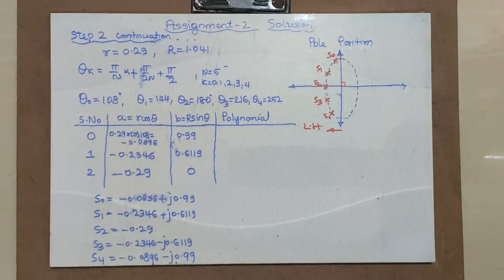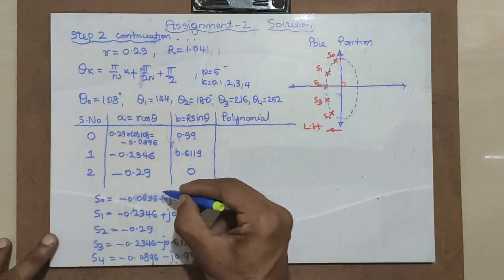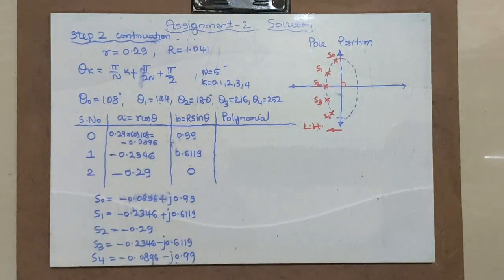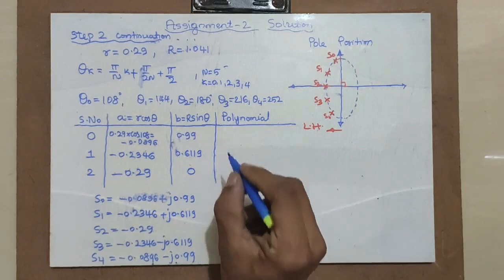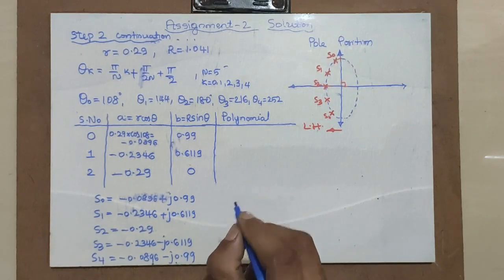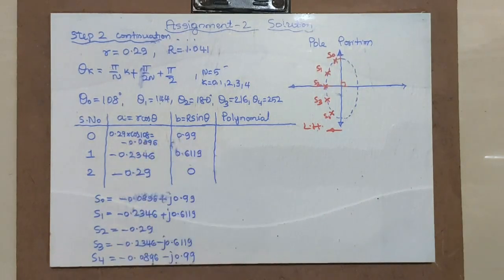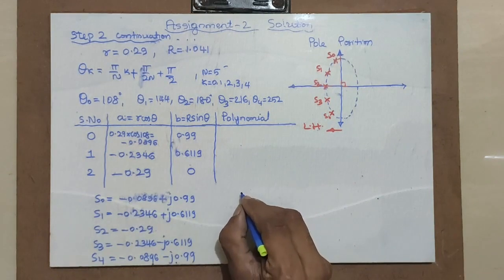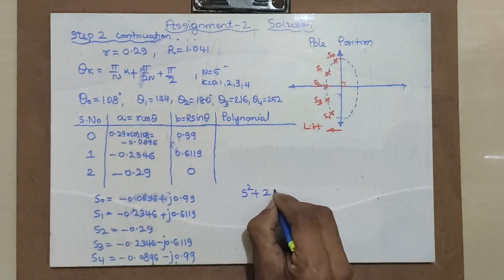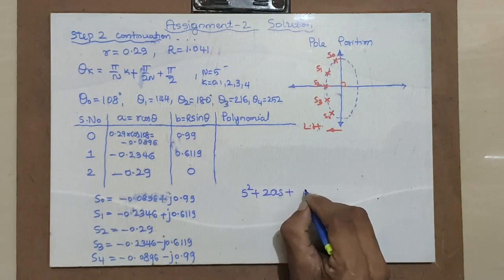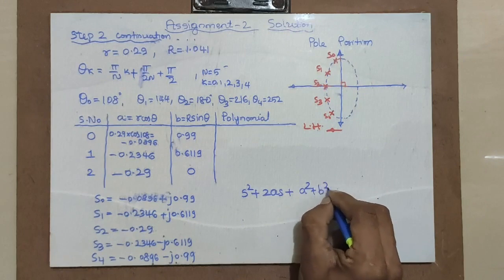Now the corresponding polynomial I have to find out. Each of the poles has A and B values, isn't it? Now A and B values you can use to find the corresponding polynomial. How will you use these A and B values to find the polynomial? See, finding the polynomial is easy. You have to use this formula: S square plus 2AS plus A square plus B square.